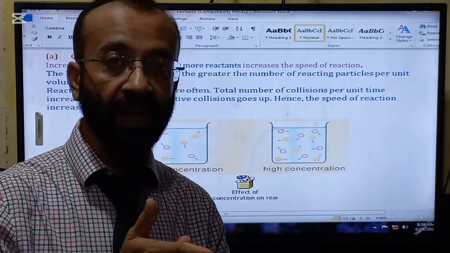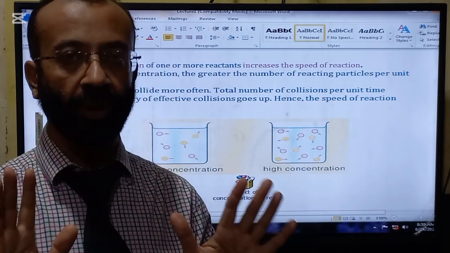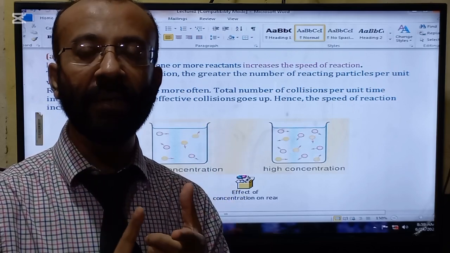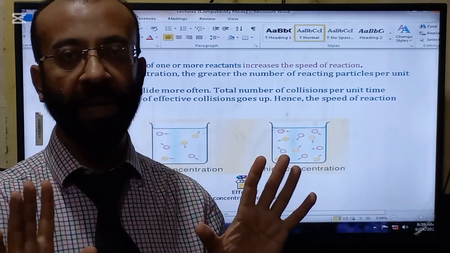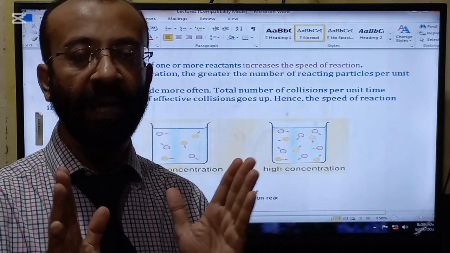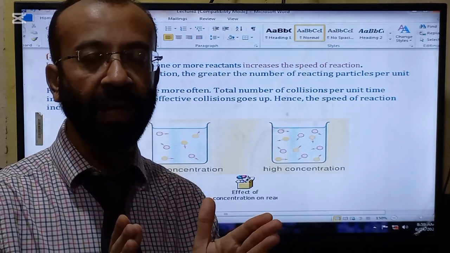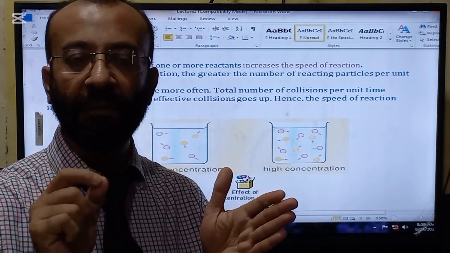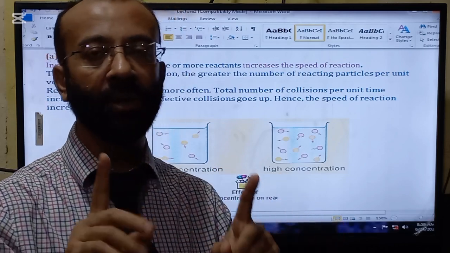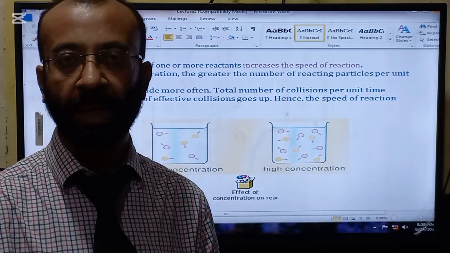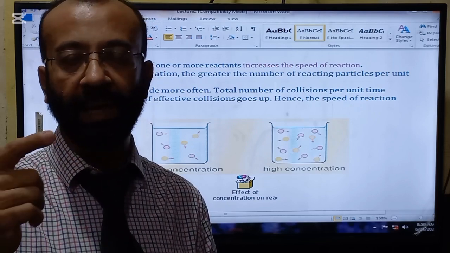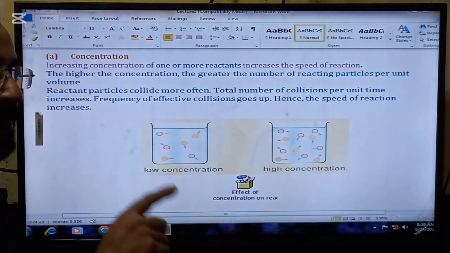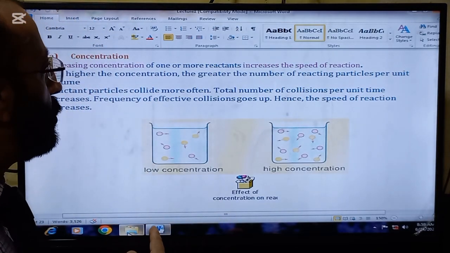And vice versa. If we decrease the concentration of the reactants, it means the number of particles will be lesser. So there will be less chance of their collision, and out of these collisions, there will be even less chance of successful collisions. So ultimately the speed of the chemical reaction will be slow. This is the main idea which we are going to read now.